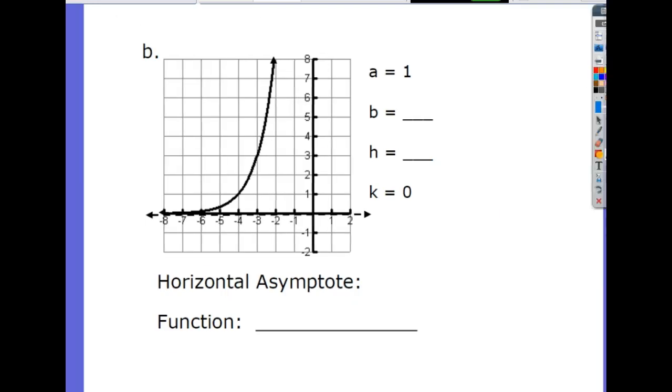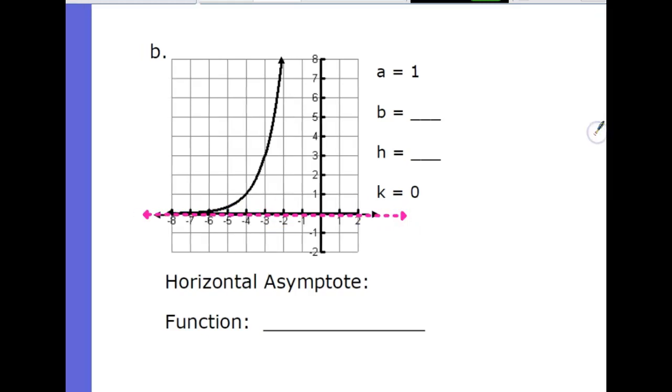Next problem. This is where the asymptote is. The asymptote crosses the y-axis at 0. How do I know that's the key point? It's 1 unit above the asymptote. You find the point that's 1 unit above the asymptote, and that is at -4.